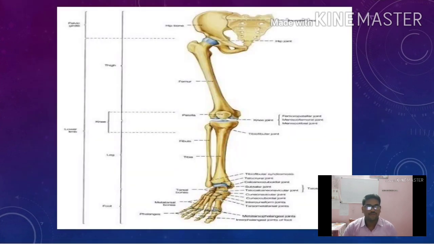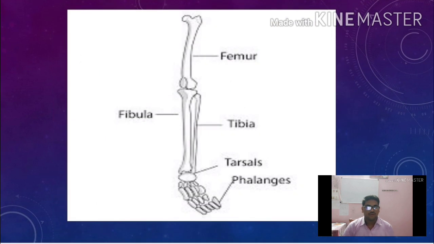You can see in the picture that they are attached to the pelvic girdle. From there, the bones extend. The thigh bone, that is the femur, is the largest bone of the human body. You can see clearly in the pictures the hip joint, which attaches the femur with the hip bones. The femur, tibia, fibula, tarsals, phalanges, you can see that.